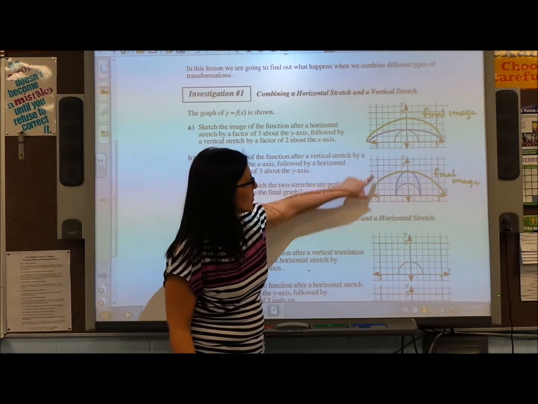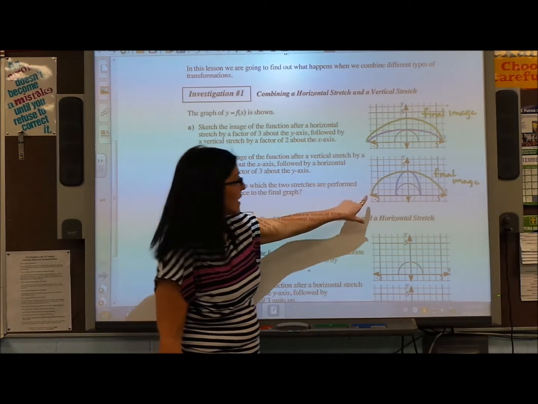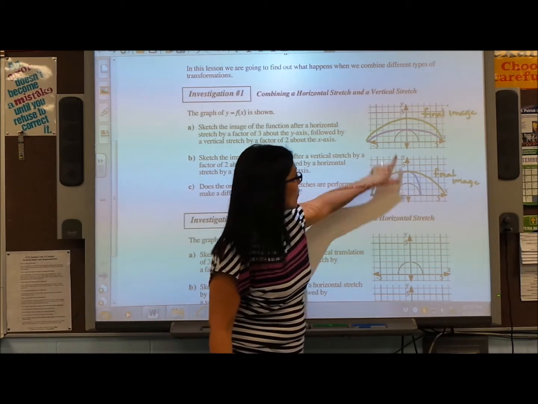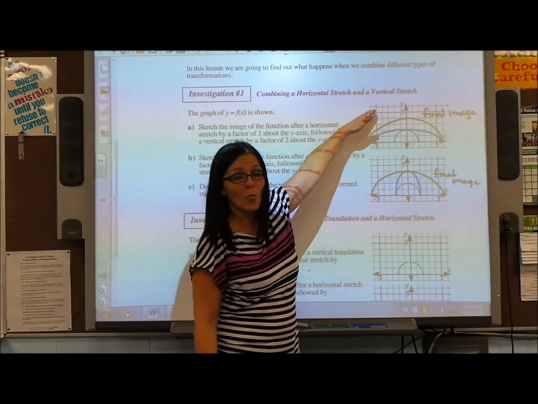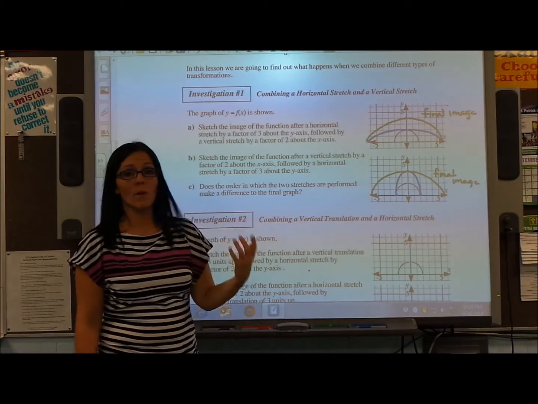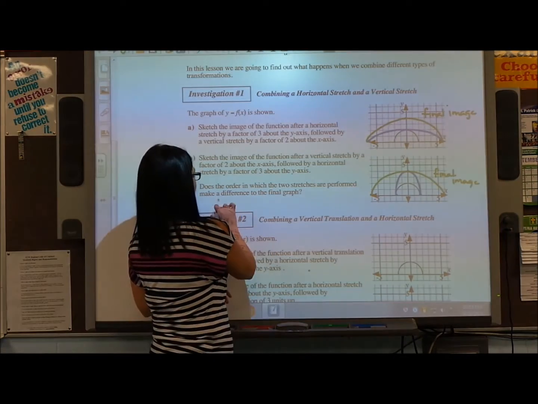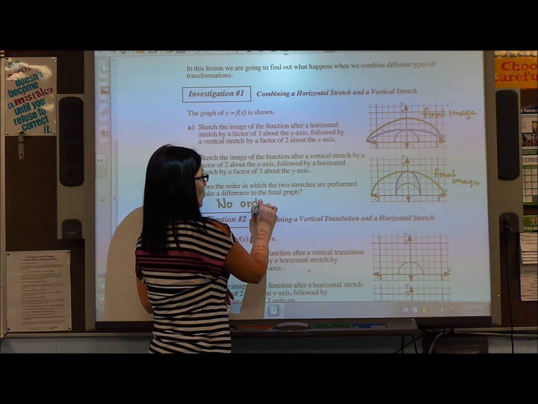If I compare the two images, except for the fact that I'm not drawing very accurately, my anchor points are the same in all 3. We can say that the two images are identical. So does the order matter in the way that the two stretches were performed? No. Order is not important.